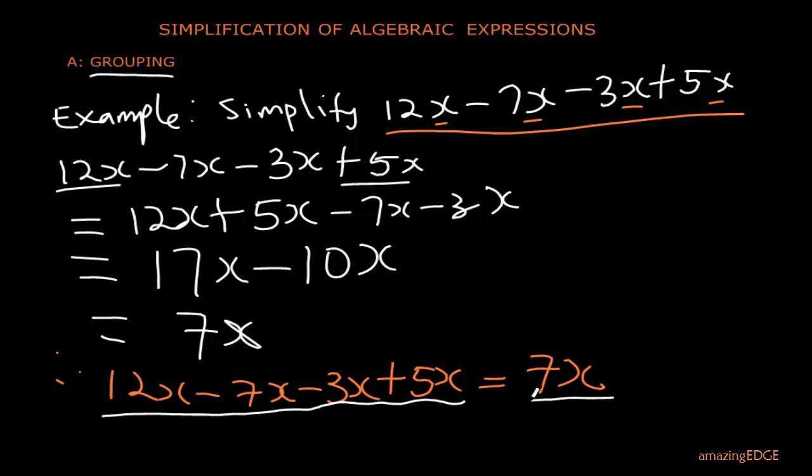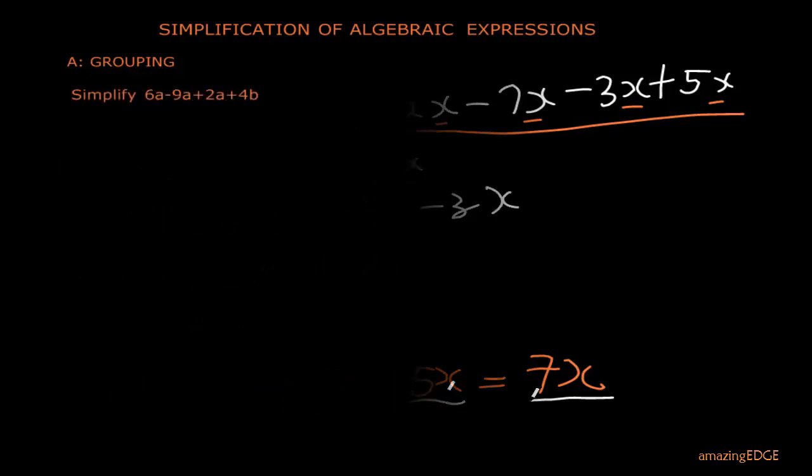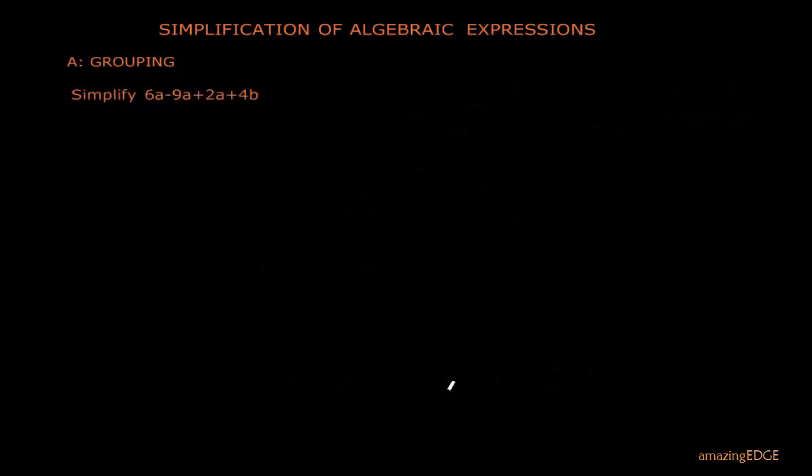So we might look at another example where we have different letters of our alphabet, and you see how the grouping works properly. So we look at another example. Simplify 6a minus 9a plus 2a plus 4b. So to handle this, we now have that 6a minus 9a plus 2a plus 4b. We have this kind of situation where we have two variables or letters involved in this case. So we have a and b. By grouping, we try to pull a one side and pull those that involve b on the other side.